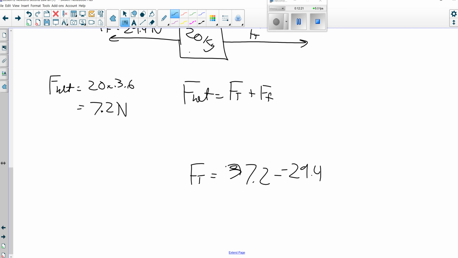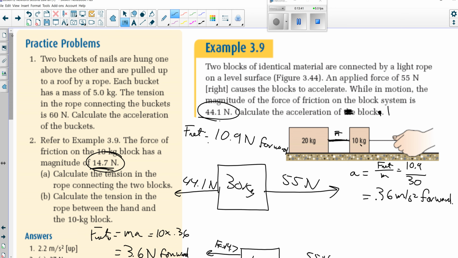So, here's what I would like you guys to try. We talked about this question yesterday, the two buckets of nails question. You have two buckets of nails hung one above the other that are pulled up to a roof by a rope. Each bucket has a mass of 5 kilograms. The tension in the rope connecting the buckets is 60 newtons. Calculate the acceleration of the buckets. I'll give you a few minutes on that one.